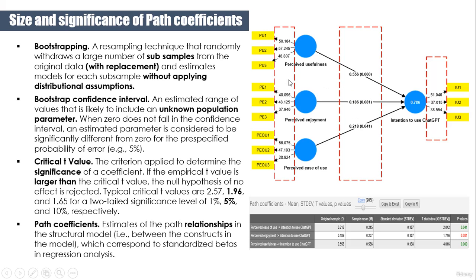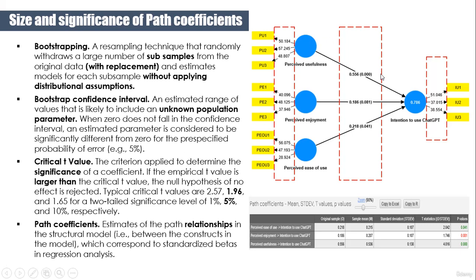And then the critical t-value. I am not able to show the t-value here because we have already used two values here, path coefficient and p-value. If you want to show the t-value here, you can also select it from the software. So the t-value is basically the test statistic that we compare with the critical value. Normally the critical value is 1.96. If your calculated t-value is higher than 1.96 at a particular significance level, say for example the 5% significance level, you can reject your null hypothesis.